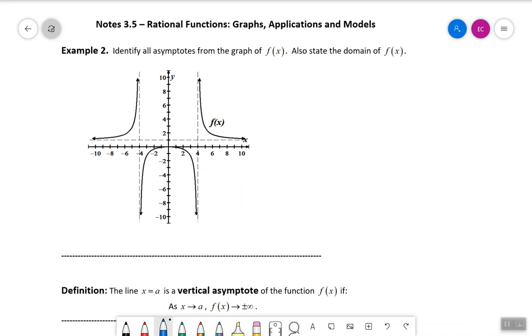Let's talk about the vertical asymptotes first. We can see the vertical asymptotes in the graph where we have vertical dashed lines at x equals -4 and also at x equals +4. There are two vertical asymptotes, x equals -4 and x equals +4.